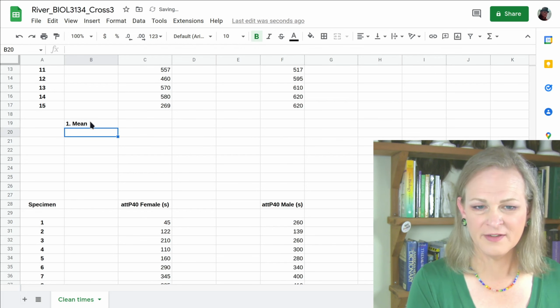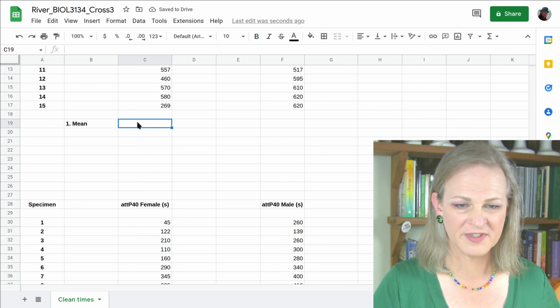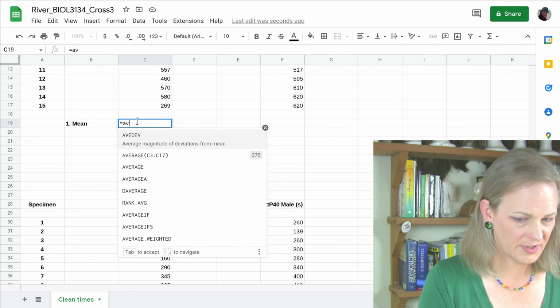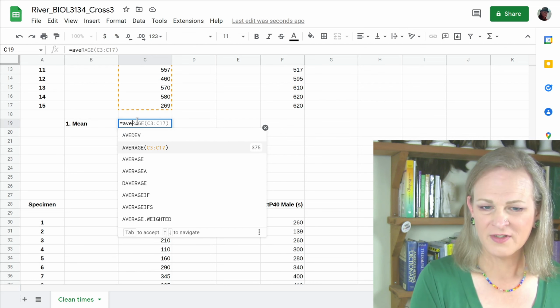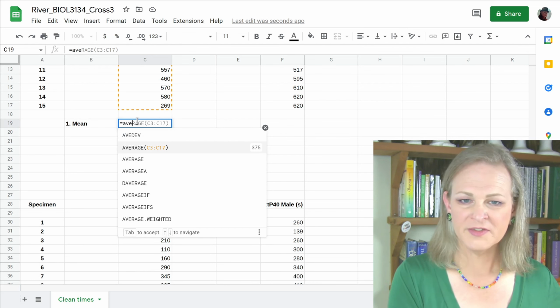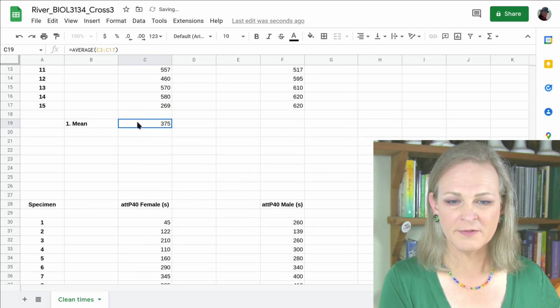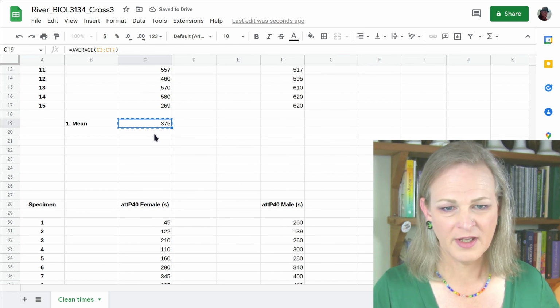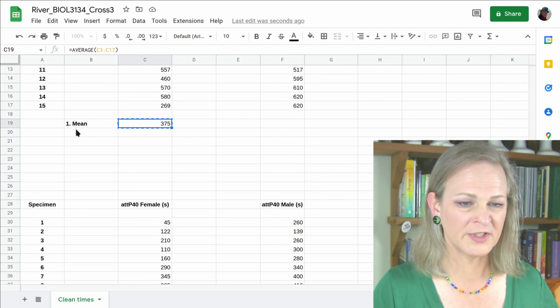The first thing we'll calculate is the mean. Pretty straightforward to do. We'll just use the formula equals average of those cells, the cells we want. We'll hit enter. Okay, we will copy. Actually, let's hold off on that for a bit. We'll save a little time.